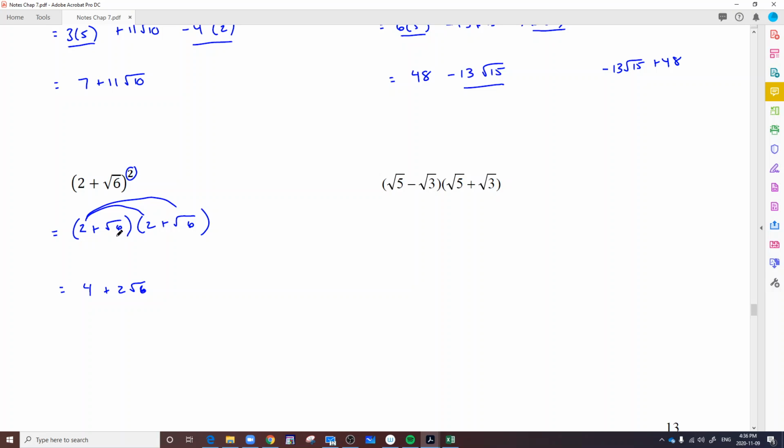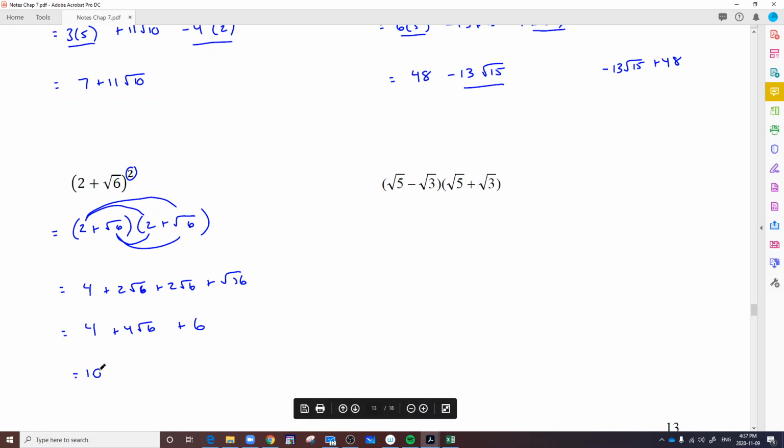Okay, and then you have the root 6 distributing. Root 6 times 2 is 2 root 6, and then root 6 times root 6 is root 36. And then again, we simplify. We've got 4, and then we have 2 root 6 plus 2 root 6 is 4 root 6. And then we've got the square root of 36, which is 6, which leaves us with 10 plus 4 root 6. All right, last example.